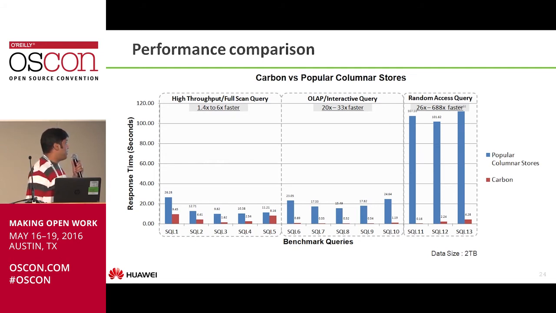In the case of OLAP interactive queries, the queries usually involve a subset of the columns, but they also involve some filters and grouping expressions. In this case, Carbon is around 20 to 33 times faster than existing data stores. These are actually preliminary results, so these are not yet official. And the final case is the random access query, where you can see the huge difference between Carbon and other data stores. In these queries, the user usually selects all of the columns, but applies some filter which narrows down the result to very few rows, and there's no grouping involved here.